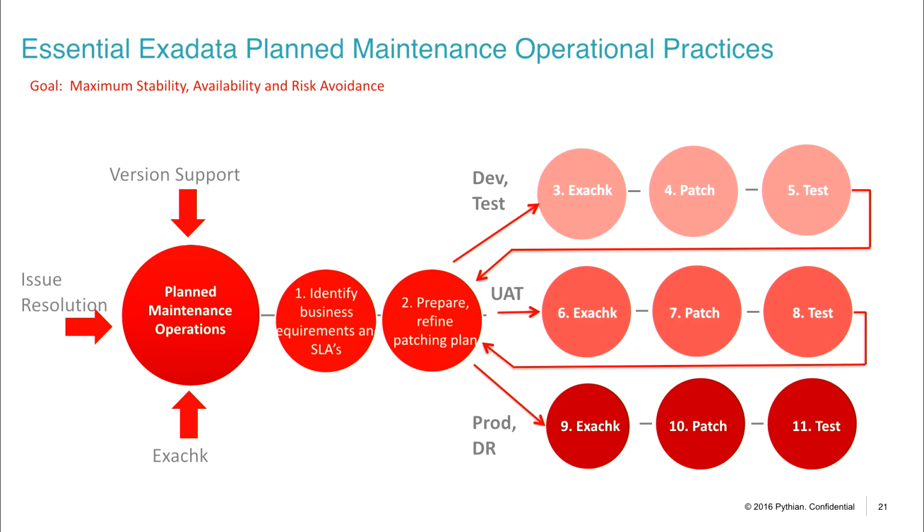What we normally do is we refine the patching plan. We do an action plan of all of the steps that we're going to be executing. We run an Exachk, we patch, and we test. And we repeat the cycle from development to testing and all the way to production.